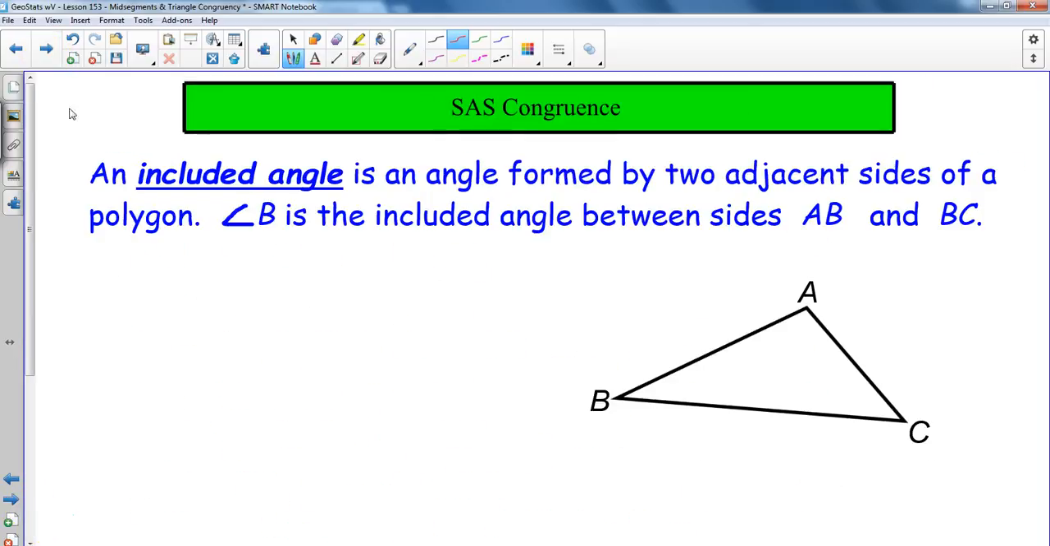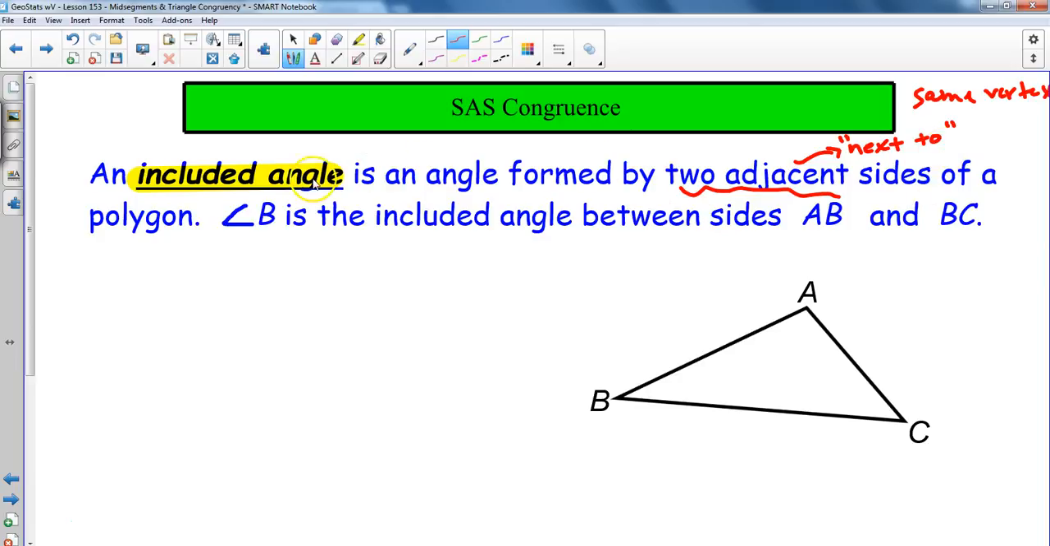Okay, so let's check out the second one here. Before we actually check out the second shortcut, we want to make sure that we understand the definition of what an included angle is. An included angle is an angle formed by two adjacent sides, or in other words, two sides that are next to one another. The technical definition is that they share a vertex. So they have the same vertex. That's the technical definition of adjacent sides.